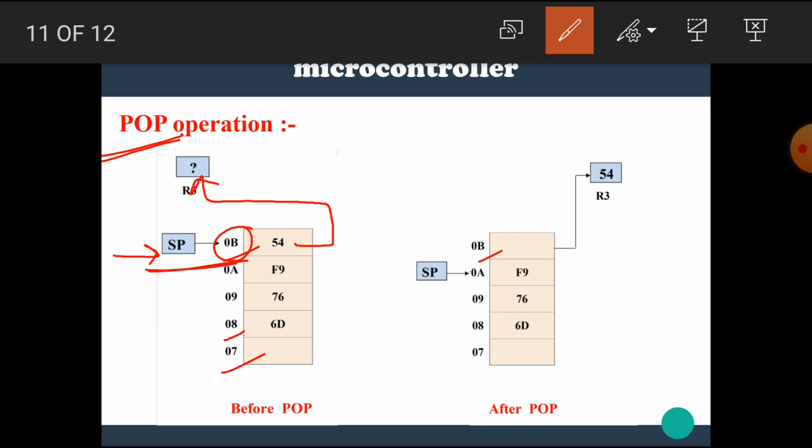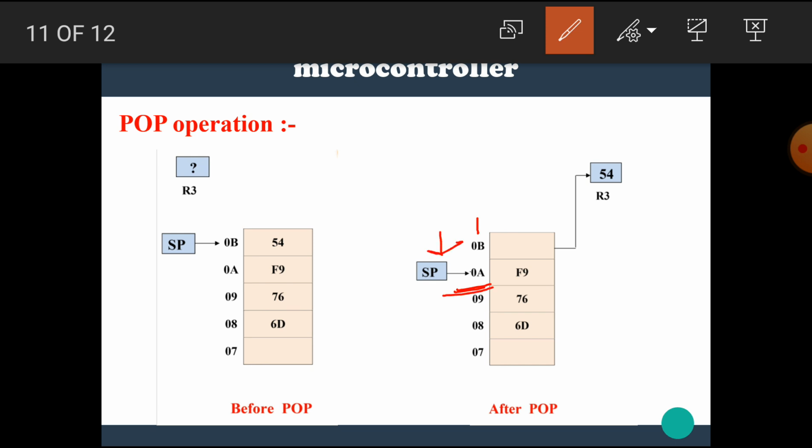We already learned that during the pop operation, the stack pointer is decremented by 1. That means after the pop operation, the stack pointer has the value 0AH. First it had the value 0BH, and after the pop operation it has the value 0AH, that means it is decremented by 1, and the contents of this location are loaded into the register R3 of register bank 0.